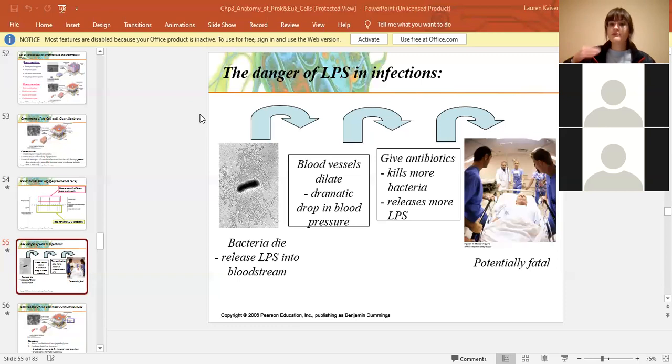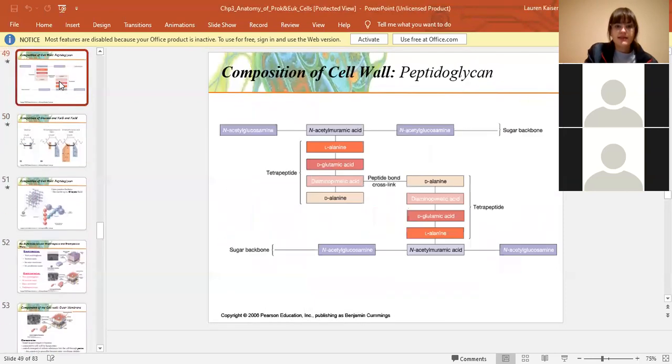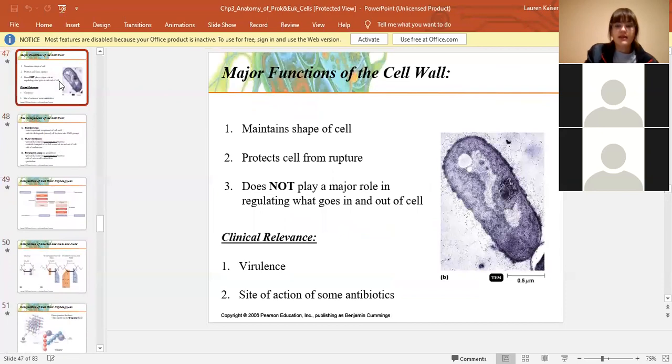I know these are big words, but I'm trying to show you guys an example of how there are a lot of different things that can happen, a lot of different situations. And for right now, all you need to know is that this is what happens with gram-negative and LPS. And you just need to know that it could be potentially fatal with this endotoxin. And that's if we go back up here, that's why it says that it's clinically relevant, because of the virulence and the antibiotics that we can give.